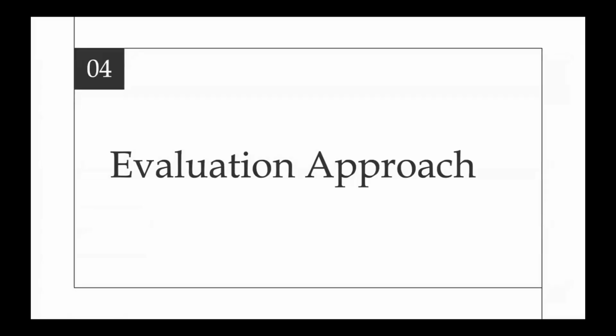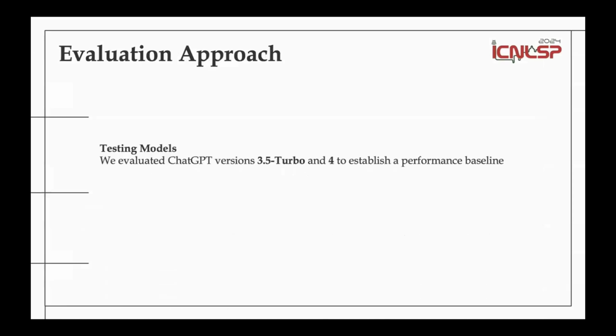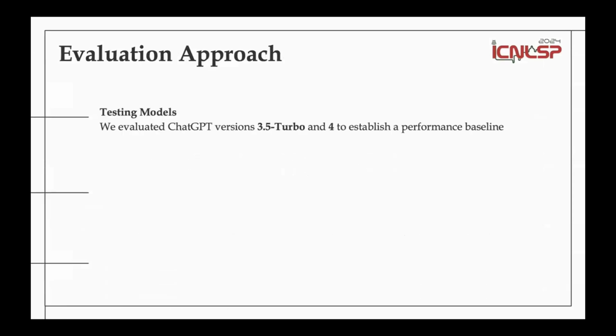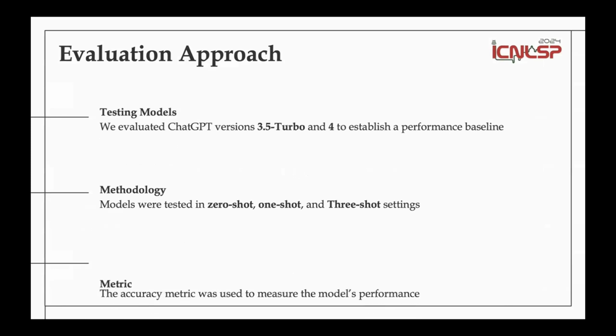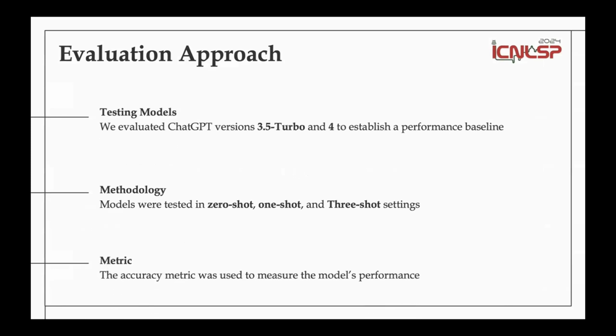So the evaluation approach that we followed is, first off, we evaluated ChatGPT 3.5 and 4 to establish the performance baseline. We tested in 3 shot settings. The shot settings are 0 shot, 1 shot, and 3 shots. And lastly, the metric used is the accuracy metric.